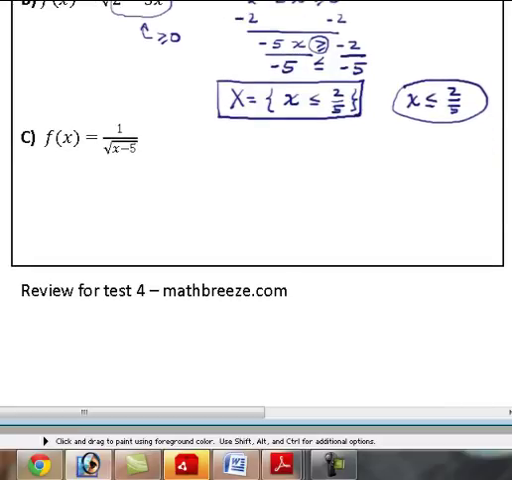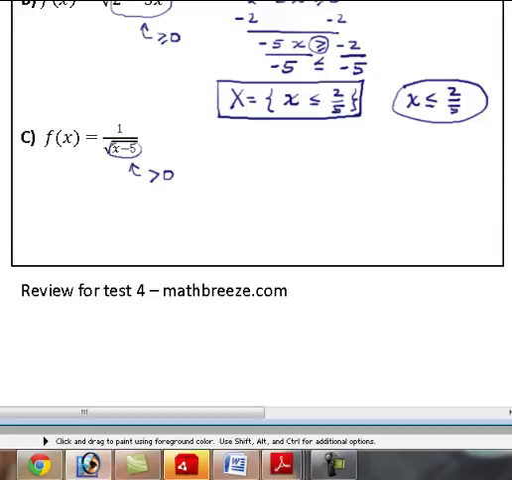Okay, finally we have a square root. In C we have f of x is equal to 1 over the square root of x minus 5, so we have a square root, and we have a denominator. All right, so for that reason we have to make sure that whatever is in here, not only does it have to be greater than or equal to 0, but actually we have to make sure that it's greater than 0. In other words, we want to eliminate 0 as well.